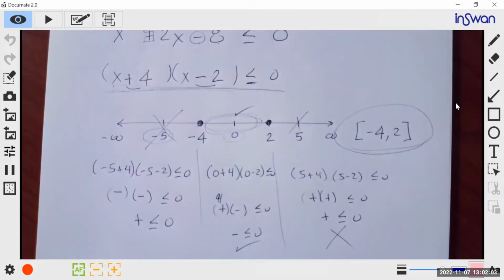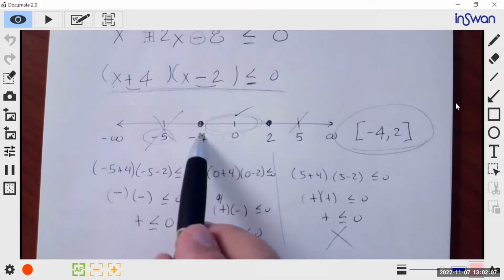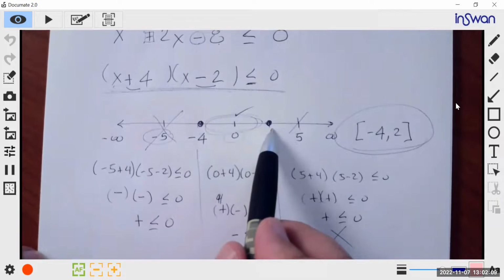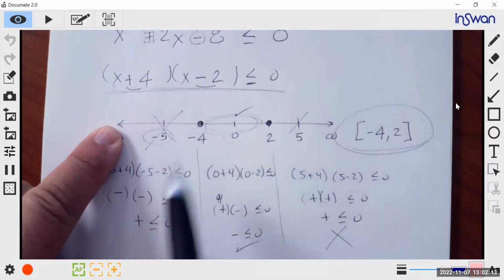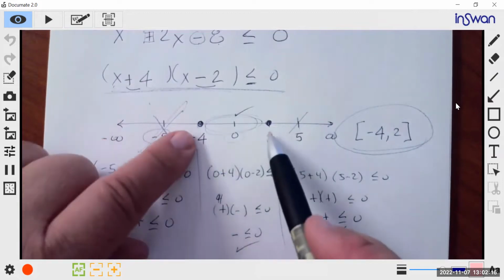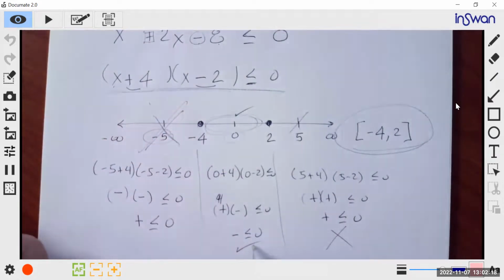You have to look at the picture you drew. That's the reason we drew the picture. We look at, okay, here are my critical values. Let's look at this first interval. Does it satisfy the conditions? No. So I can't use that. Does this one? Yes, it gives me a negative answer. I can use it.